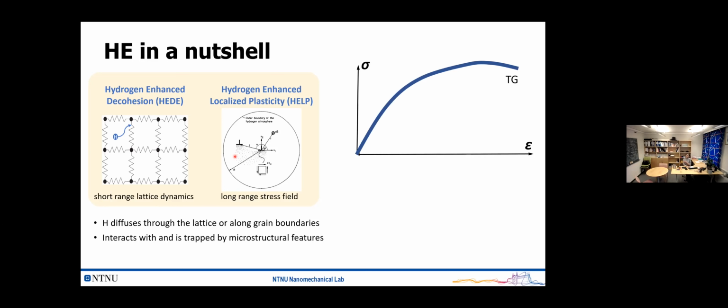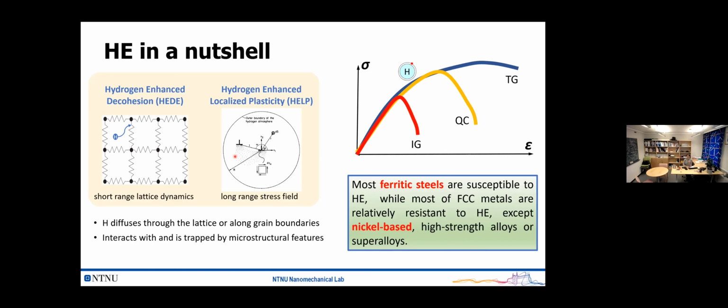And if we see how the hydrogen will impact the material behavior, originally, if it's a ductile material, when the hydrogen enters, we may have this quasi-cleavage process. With the increase of the hydrogen concentration, we even have the intergranular fracture of the system. Based on the experimental observations, we can conclude that most ferritic steels are susceptible to hydrogen embrittlement, while most FCC metals are relatively resistant to that, except the nickel-based high-strength alloys or the superalloys.